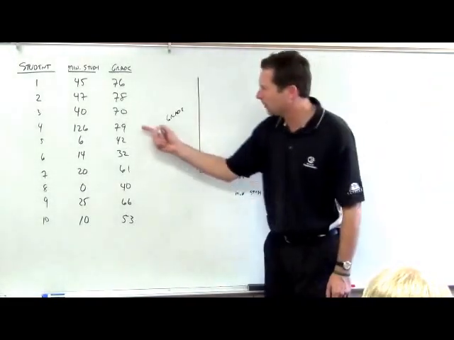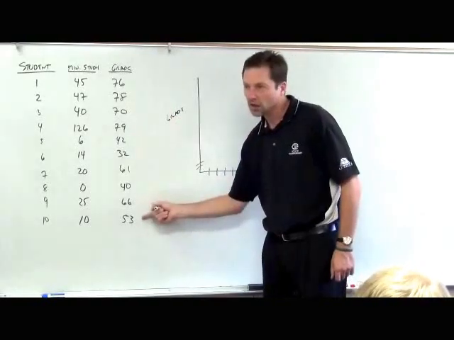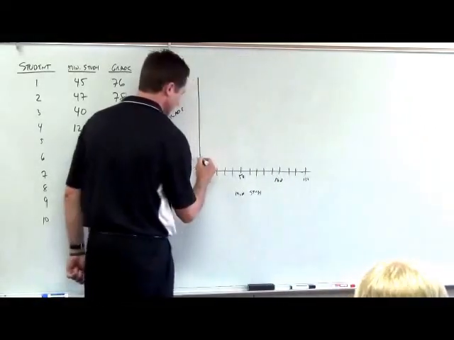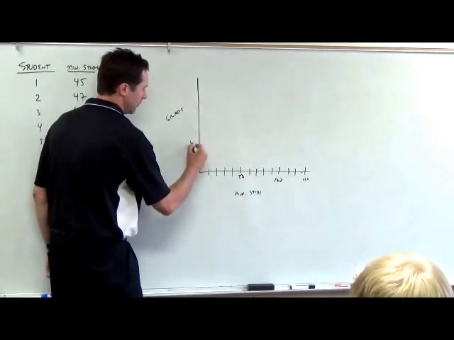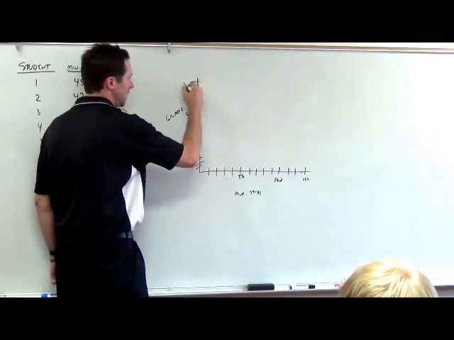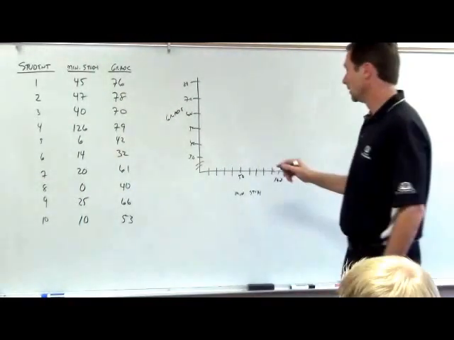But if these numbers were all from, I don't know, 340 to 350, don't start at 0 and put all those numbers up there. Spread it out on your graph a little bit. So I'll do it this way: 30, 40, 50, 60, 70, and 80. And now we just plot our points.